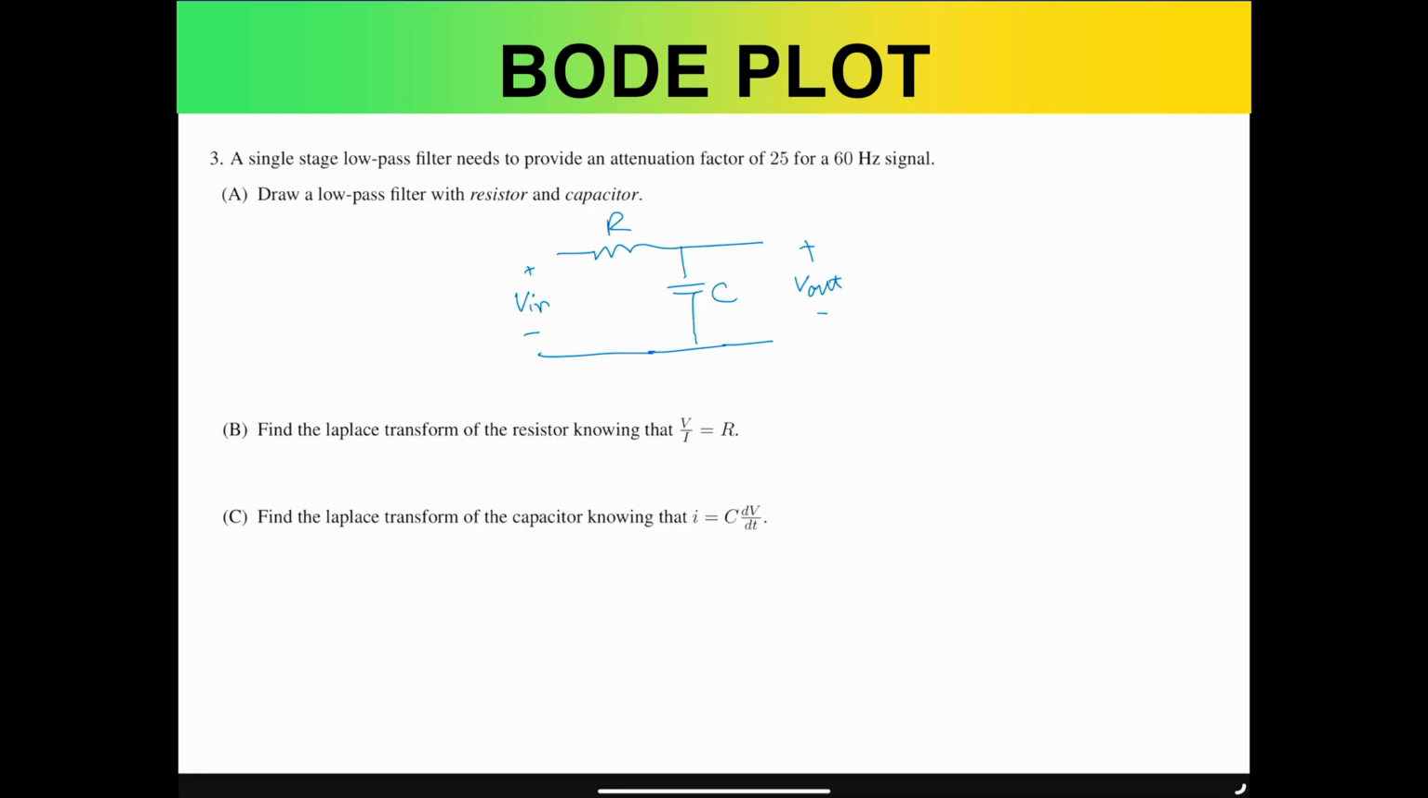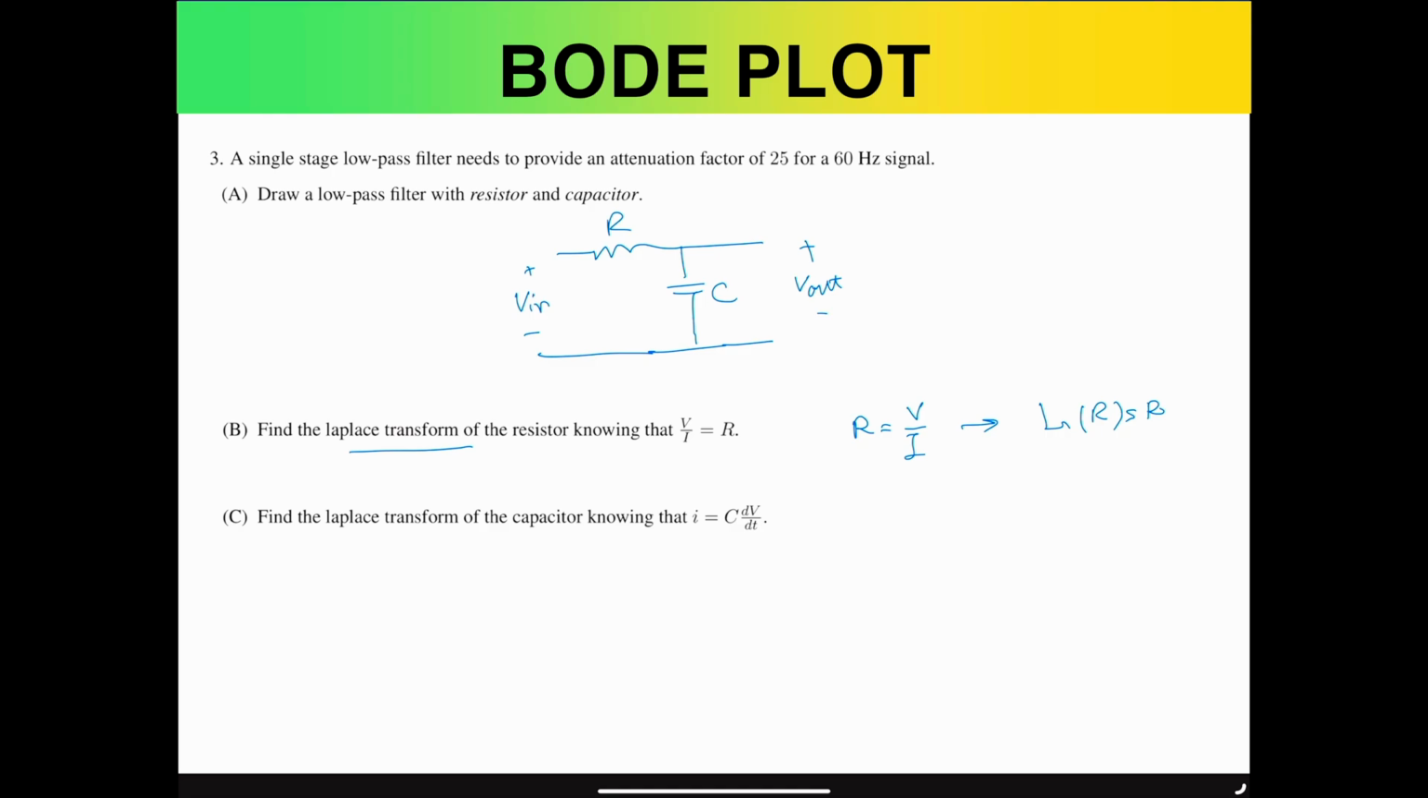The next part of the question is saying, try to find the Laplace transform of the resistor. So we know that resistor is represented as V over I. However, the resistor in this case is a constant value. And the transfer function of a constant value in the Laplace domain is going to be, again, a constant value. So it doesn't change.